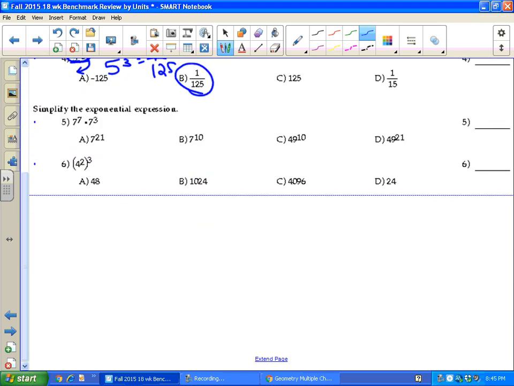Simplify the expressions. Please remember you can't multiply the 7s, not until you get rid of exponents. So in this case, all I can do is add the exponents, keep the same base, okay? Keep the base. You can check this with your calculator to confirm it, but it should be 7, keeping the base, and then 7 plus 3 will be 7 to the 10th power. Do not multiply the 7s.